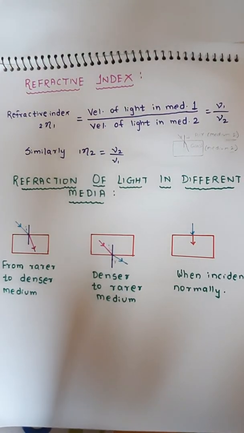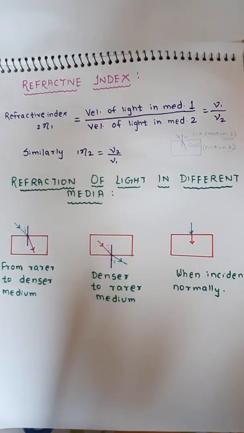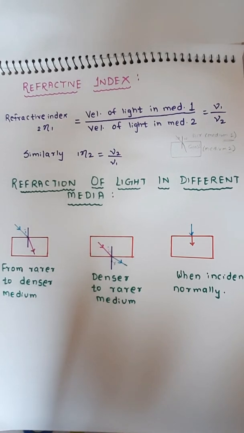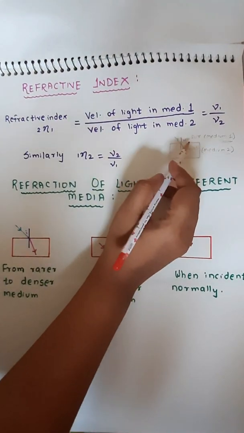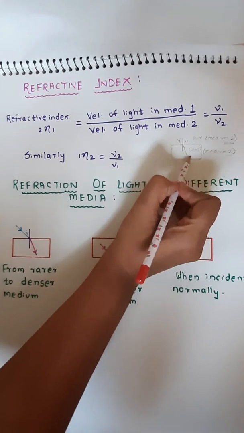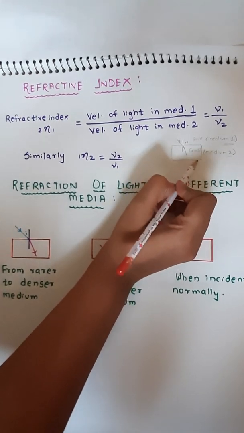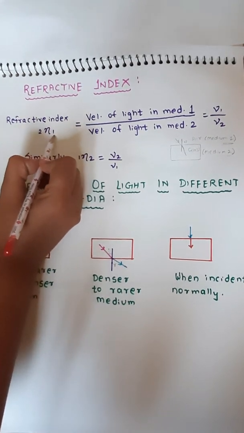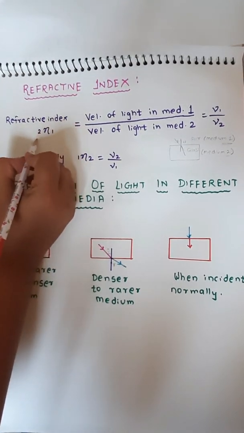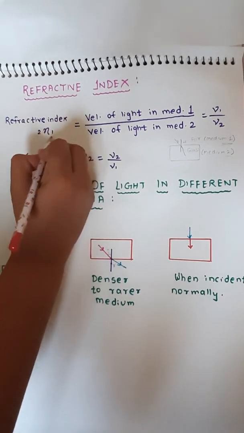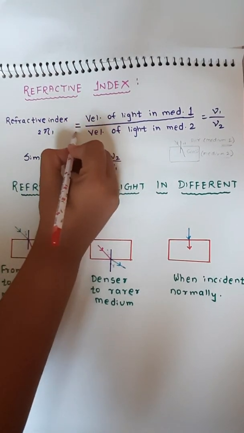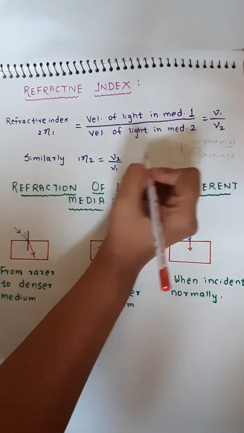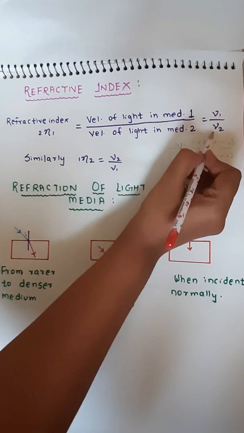Refractive index. Refractive index is a concept which tells us the extent to which the refractive medium changes the speed of light. Basically it compares the speed of light in medium 1 and the speed of light in medium 2. So it's a ratio. If it is written as 2n1, this is read as the refractive index of the second medium with respect to the first, and it is the ratio of the velocity of light in medium 1 to the velocity of light in medium 2. That means it is equal to V1 upon V2.